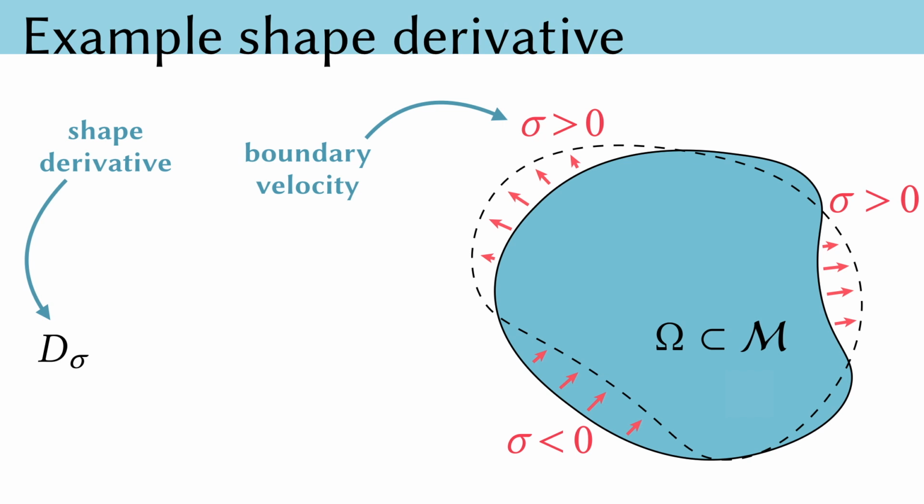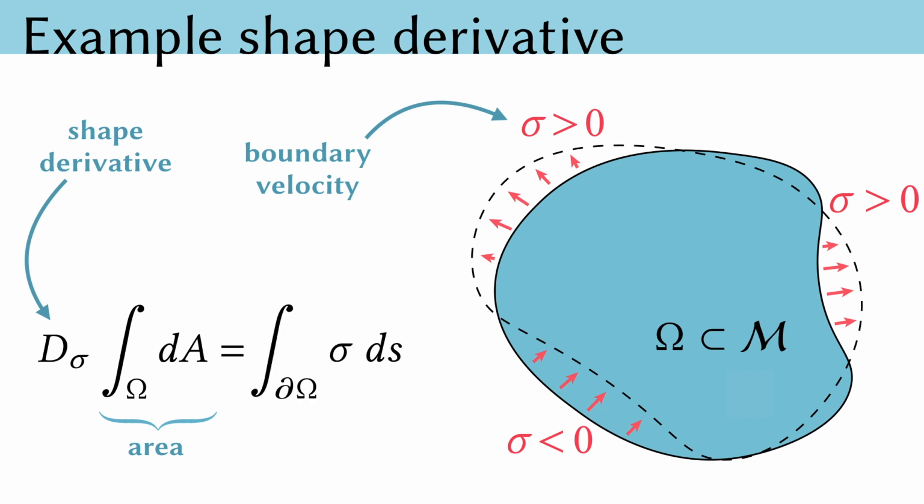How does that quantity change as the shape deforms? For instance, let's consider the quantity area, just as an example. The shape derivative of area is given by the integral of sigma around the boundary. Where sigma is positive, the area is increasing. Where it's negative, the area is decreasing. And then the total change of area is given by the cumulative effect of these changes.